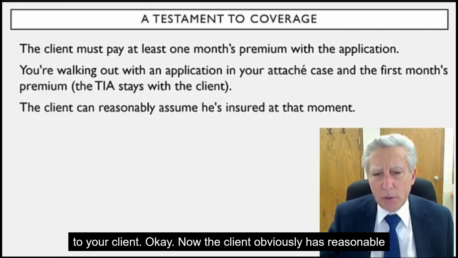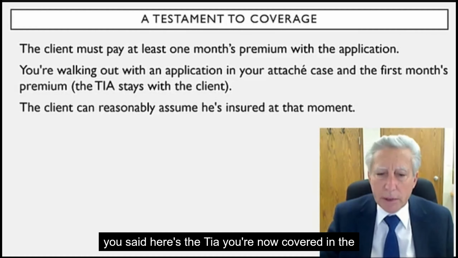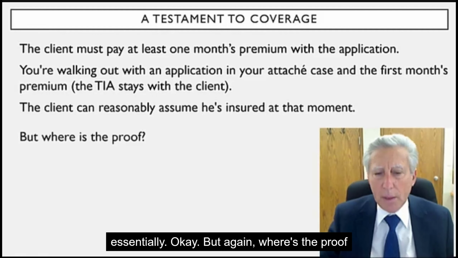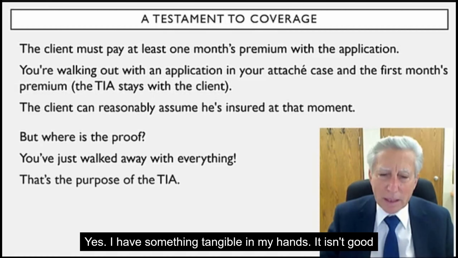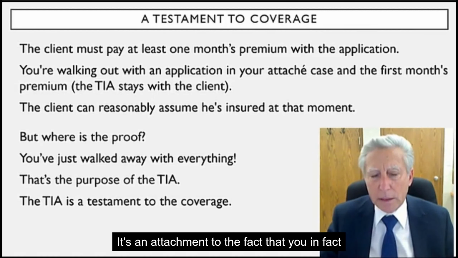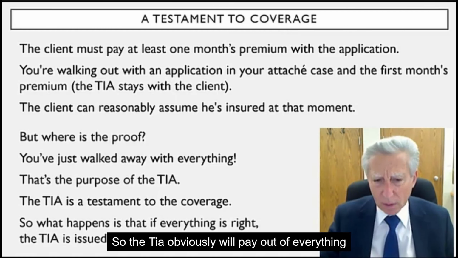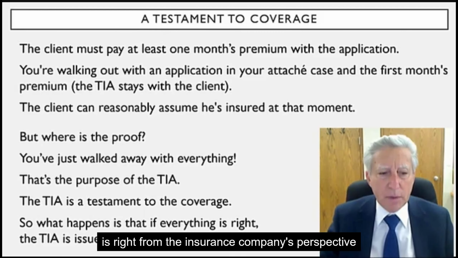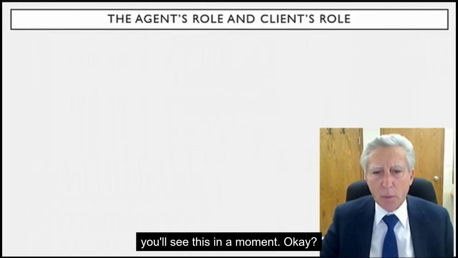Now, the client obviously has reasonable reason to believe that at that moment they are insured because you said, here's the TIA, you're now covered, essentially, okay? But again, where's the proof? And that's the purpose of the TIA, you see, is that the client can now say, yes, I have something tangible in my hands. It isn't good enough just for you to say, no, you're covered. The TIA basically is an attestation to the fact that you, in fact, do have coverage at that point, okay? So the TIA obviously will pay out if everything is right from the insurance company's perspective. So that's going to be an important thing. And again, you'll see this in a moment, okay?